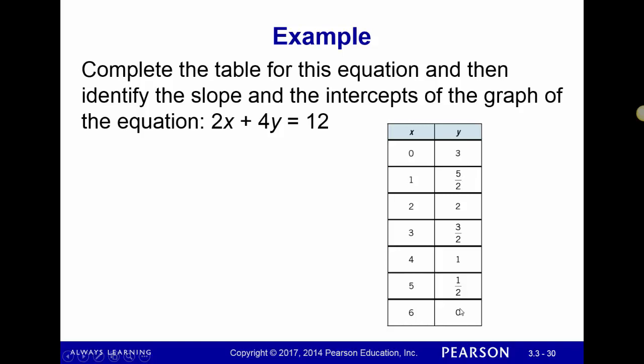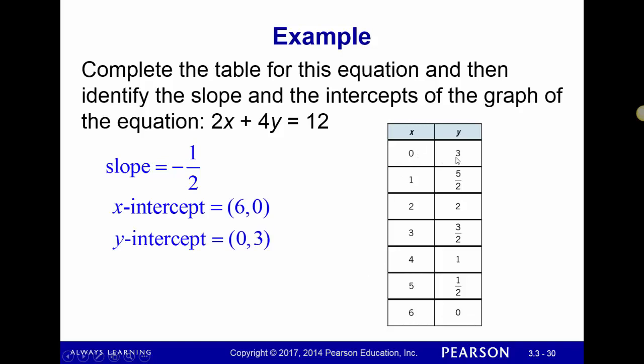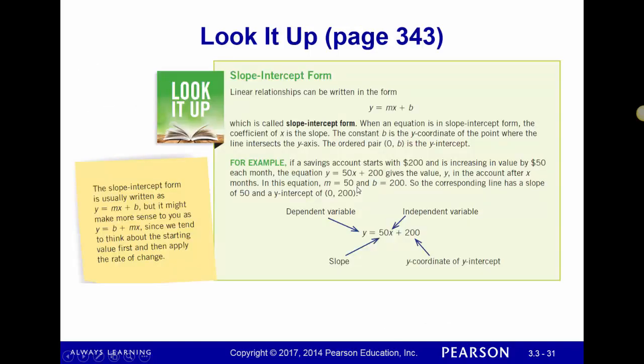So what's the slope going to be? When I go from 0 to 2, the run is 2, and the rise is 1, so the slope is going to be, actually it's negative, it's going to be negative 1/2. And the x-intercept is 6, 0, and the y-intercept is 0, 3. So the slope-intercept form of an equation is written in this form: y equals mx plus b, where m is the slope, b is the y-intercept, and it's actually written as an ordered pair.